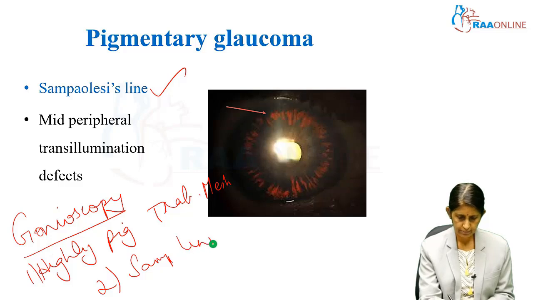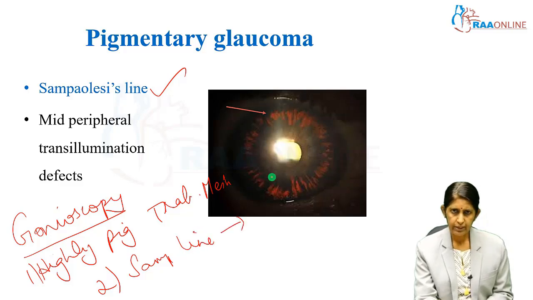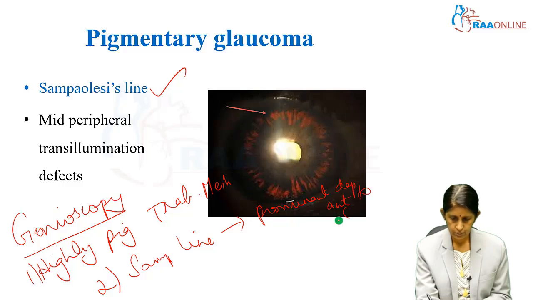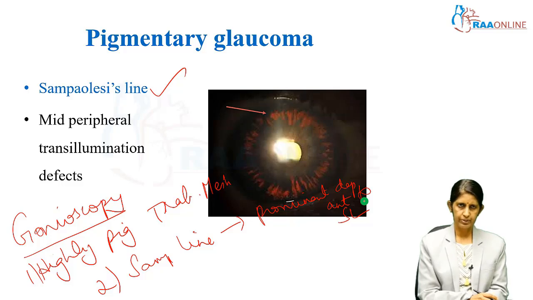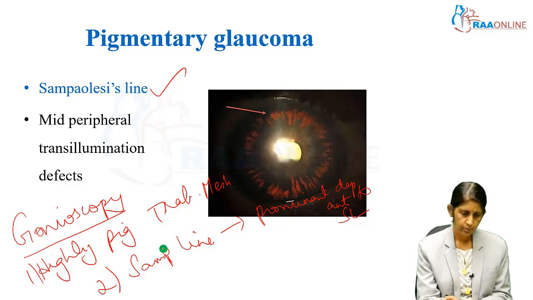Sampaolesi line usually means that there is a very prominent line in front of Schwalbe's line. Okay, prominent deposits anterior to Schwalbe's line. That's what it means, Sampaolesi line. So, this will be present in all patients with pseudoexfoliation.